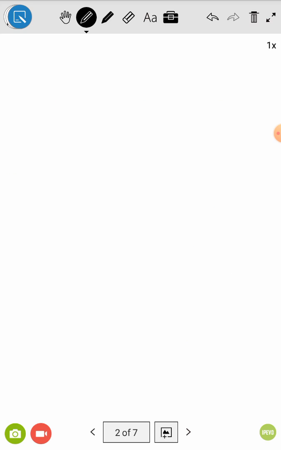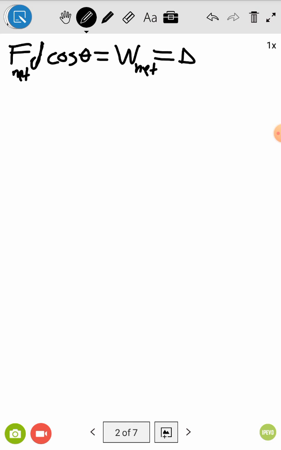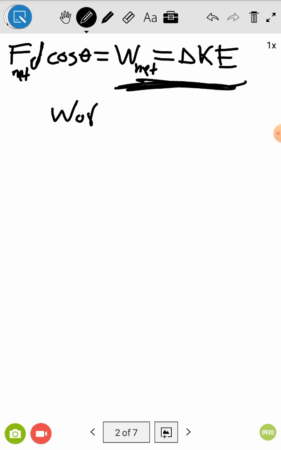So again, F d cosine theta equals F net times d, which equals work net, which equals also the change in kinetic energy. This part is called the work kinetic energy theorem.